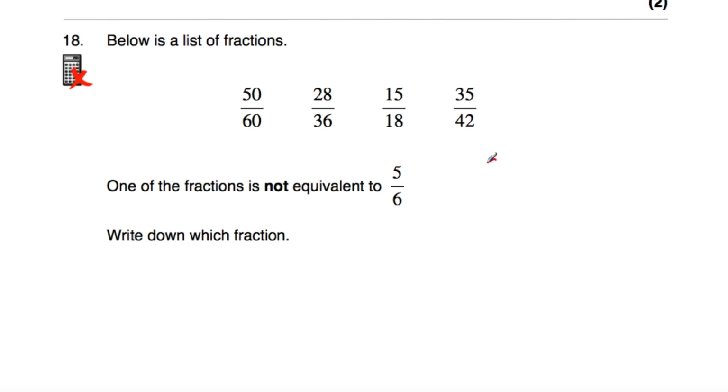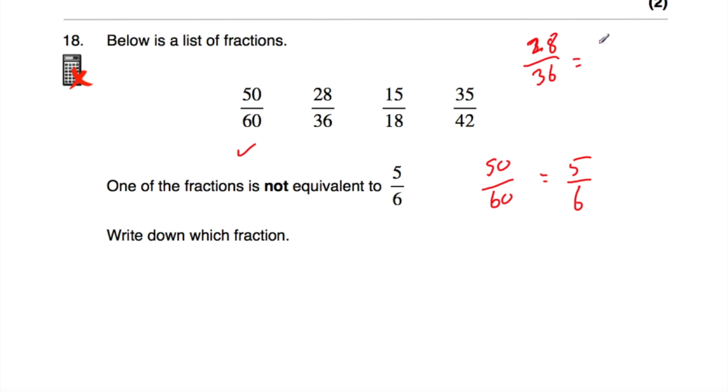Okay, so let's start off with 50/60ths. They're both divisible by 10, so 50 divided by 10 is equal to 5, and 60 divided by 10 is equal to 6. So that's 5/6, so that's great. 28/36. They're both divisible by 2. Let's half them to begin with.